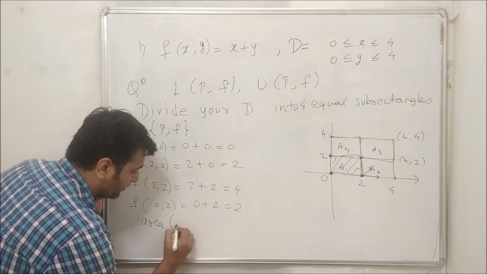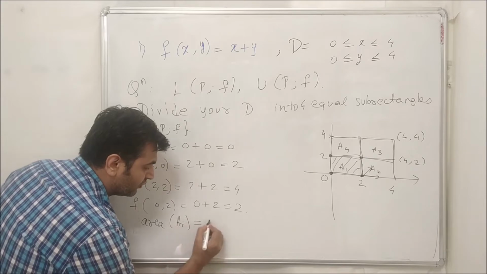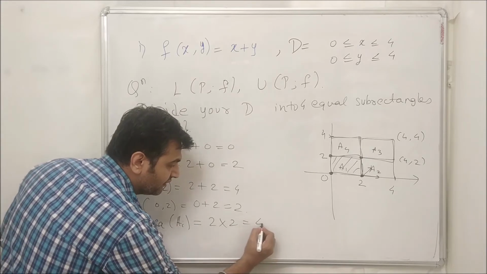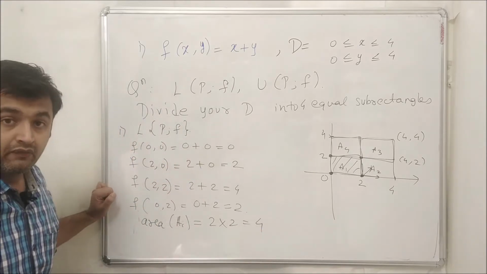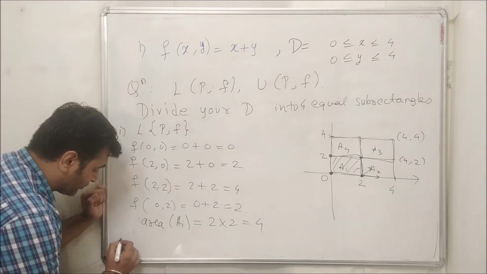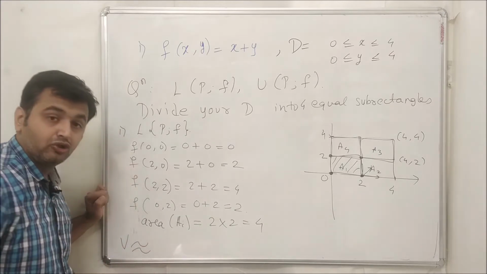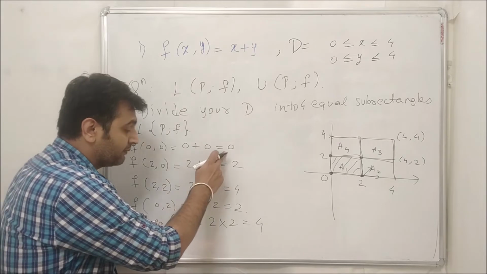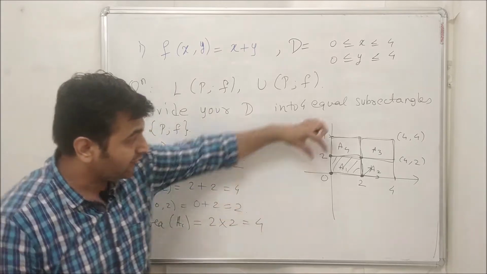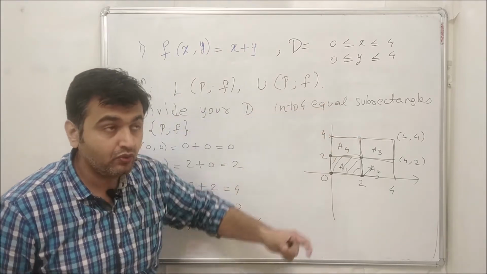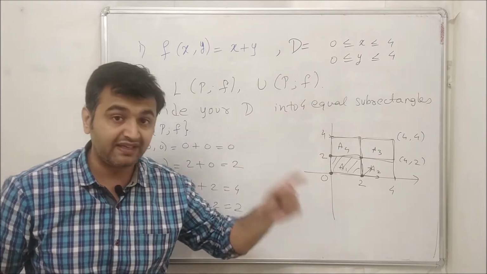Area of all the A_i's, I can be 1, 2, 3, 4, it is nothing but 2 into 2, which is nothing but 4. Fine. Now what do you do? What is the approximated volume? Your approximated volume is nothing but minimum value into area, right? Area of the rectangle into the minimum value will give you the cuboid, if you remember my last lecture.